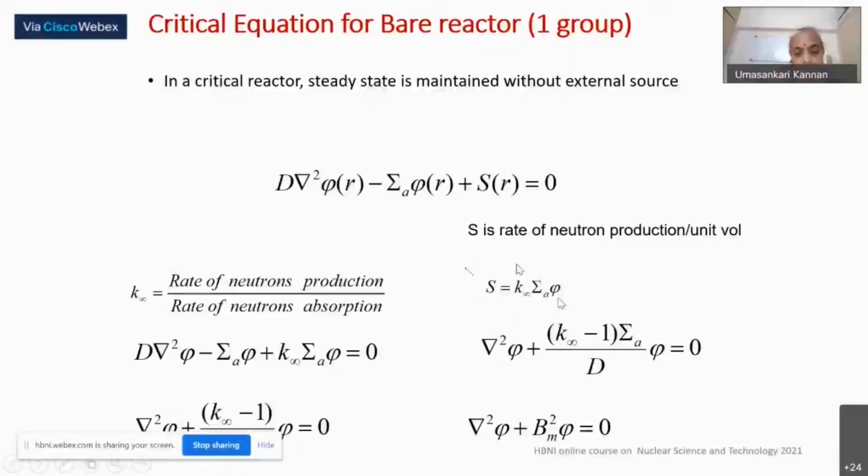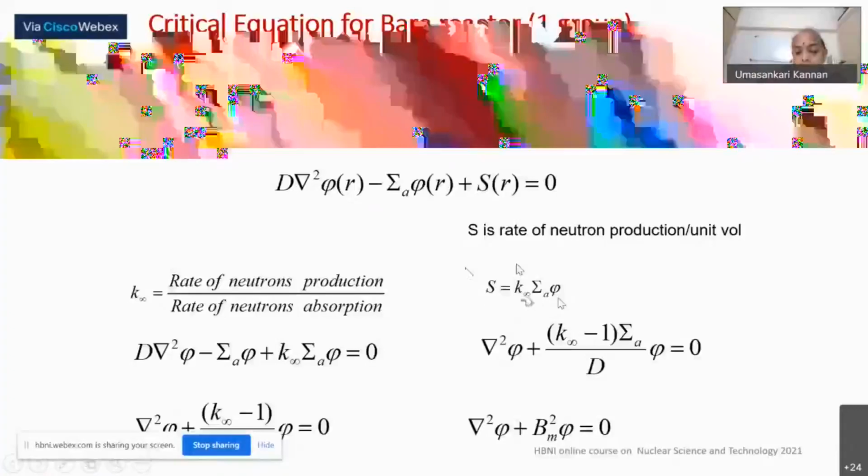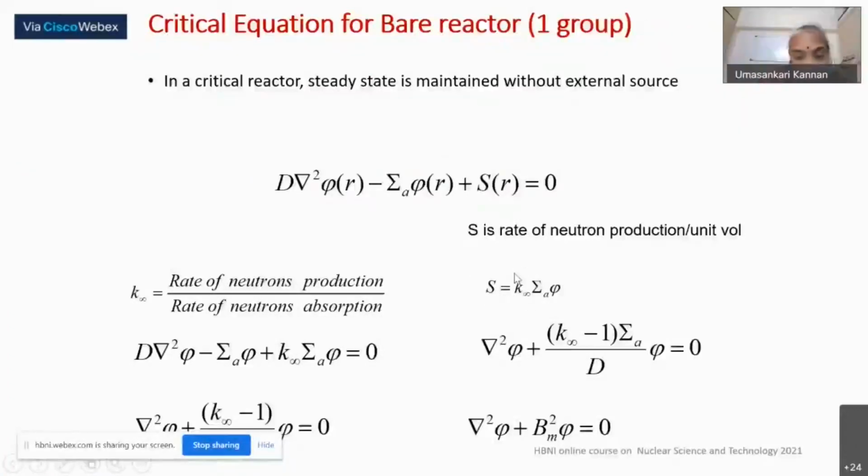I have already told you that K infinity is a multiplication factor, so K infinity neutrons are being produced in one generation. So this many neutrons can get absorbed as thermal neutrons in a reactor. So in a chain reacting system volume, which has properties of sigma A, K infinity into sigma A into phi can be called a source of neutrons, an internal source due to fissions. So this many neutrons are going to be produced. So S of r is nothing but K infinity sigma A into phi.